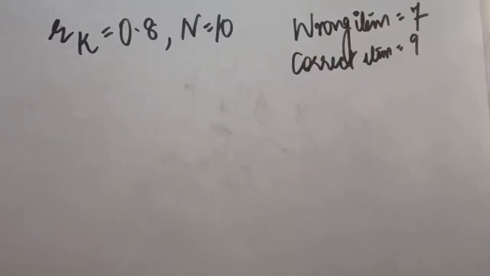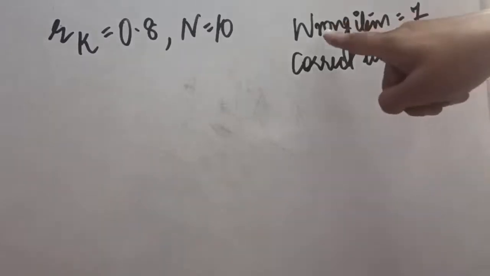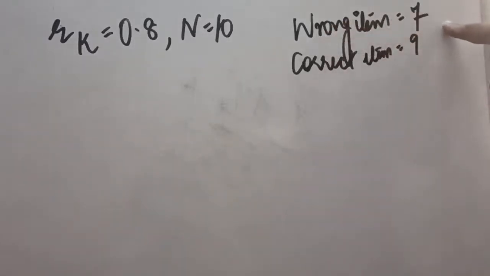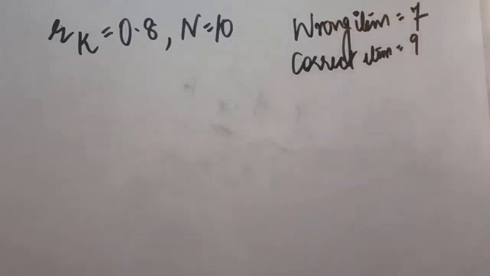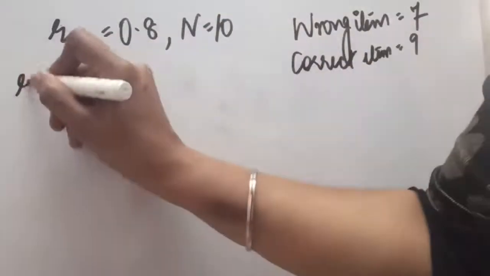Again, it is mentioned that it was later discovered that the difference in the rank in two subjects obtained by one of the students was wrongly taken to be 7 while it was actually 9. So our wrong item has been taken to be 7 while the correct item is 9. Then you have been told to calculate the correct value of the coefficient of rank correlation. So how will we calculate it correctly?